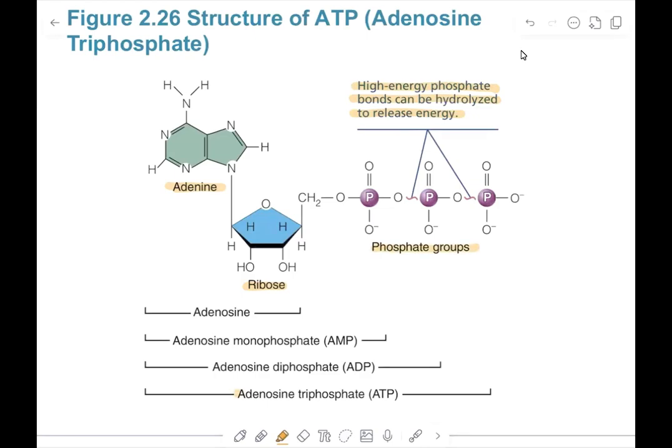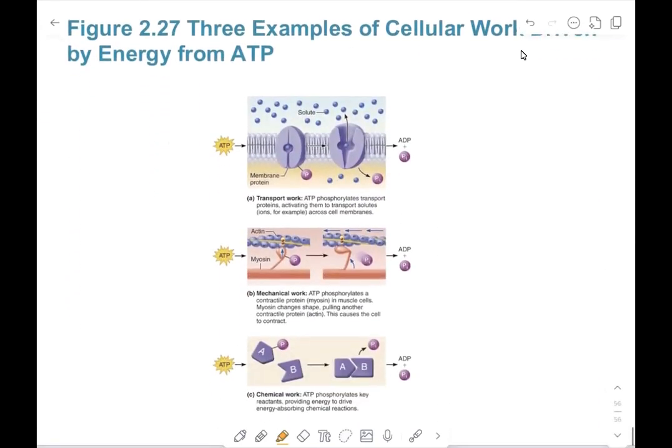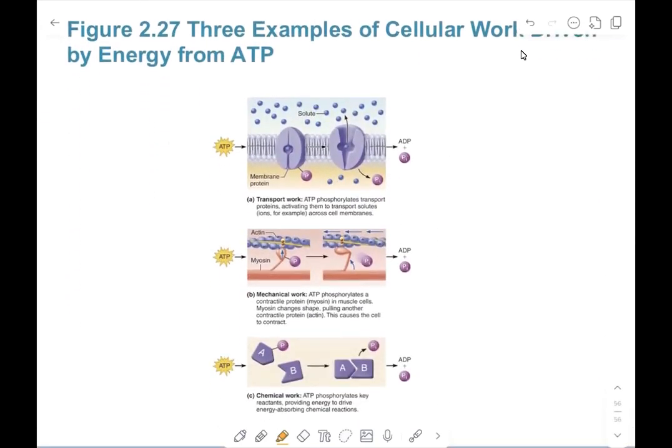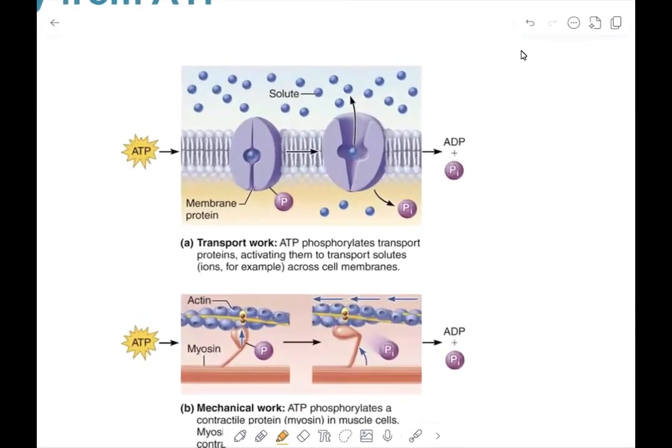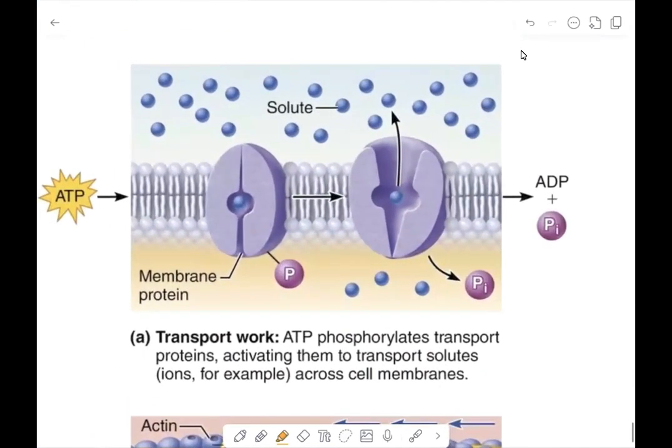So the ATP is with 3 phosphates. ADP is with 2 phosphates. AMP is with 1 phosphate. And then the phosphate can be re-added to then be used again to recycle essentially for another energy reaction to happen. These are 3 important examples of chemical work in the body.